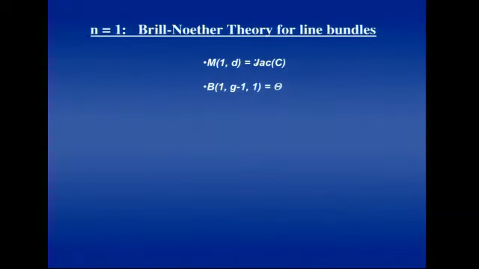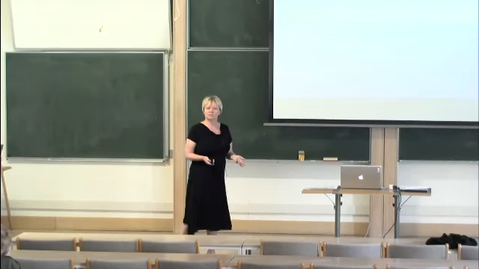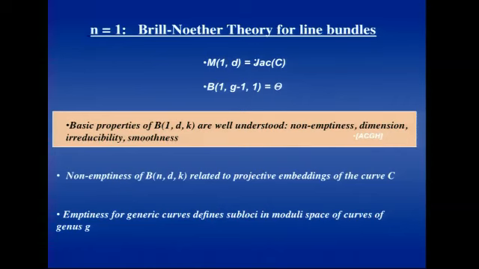Now, when we look at the case when the rank is 1, it's a completely resolved case, and it does what one expects the situation to be. Arbarello, Cornalba, Griffiths, and Harris resolved the whole case. Everything is well understood. The non-emptiness is well understood. Dimension, reducibility, smoothness, and they are not empty when they're not supposed to be empty. These Brill-Noether varieties, these B's, sometimes we call them W's.